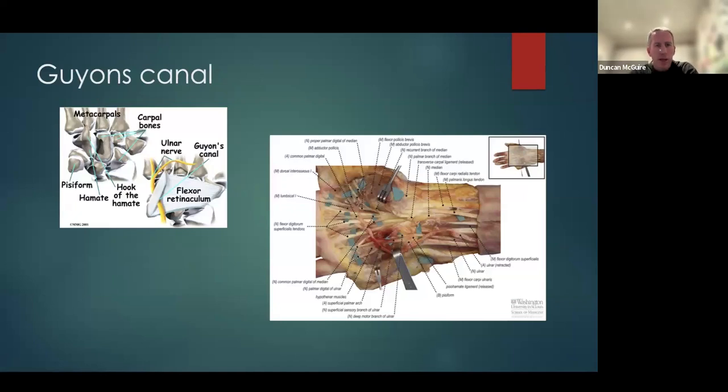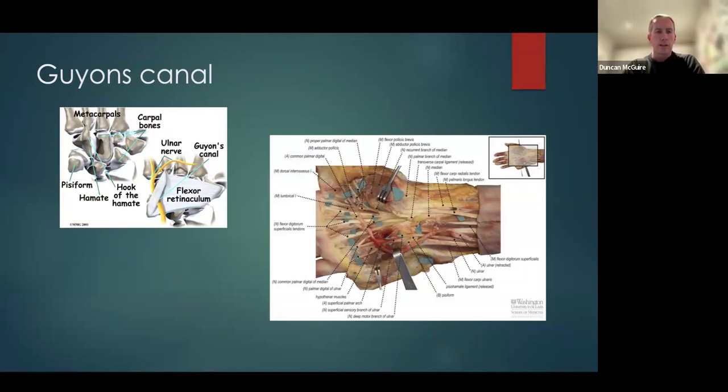Okay, so we'll move on to Guyon's canal. It's a lot more rare. One thing I've seen over the years, especially in private practice, is that some people will often do a combined release of Guyon's canal and cubital tunnel, and that's really not necessary. That's really just a sign that they don't know how to examine the patient properly, and they're not sure where the problem is. If you're able to examine the patient properly, you should be able to reliably distinguish between these two.